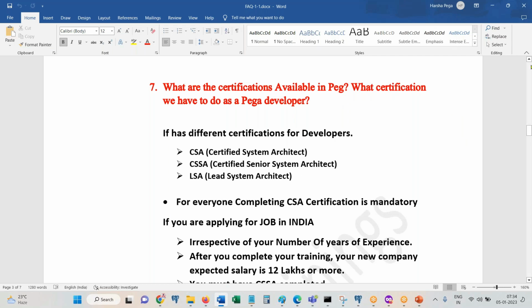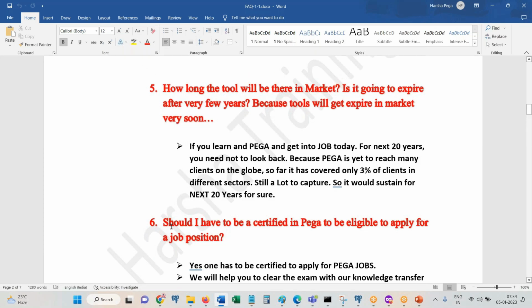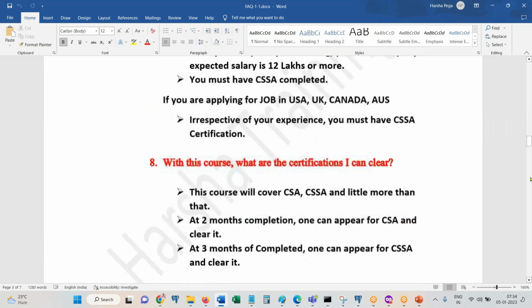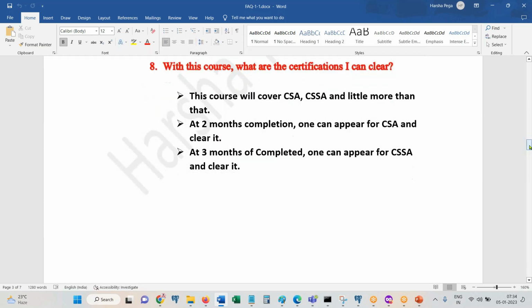And the next question: what are the certifications you have to complete? You must have the CSA certification. All of you should buy a ticket to get into the movie of PEGA jobs, which is the CSA certification. Next, with this course, what certifications can I clear? This course is going to cover the subject knowledge related to CSA certification and CWSA certification. I would even say LSA is also covered, but not 100%.